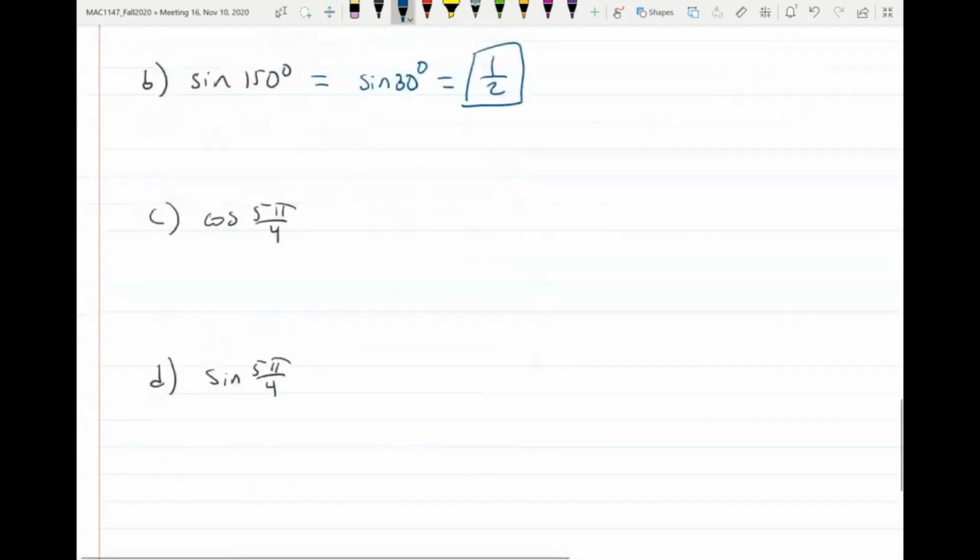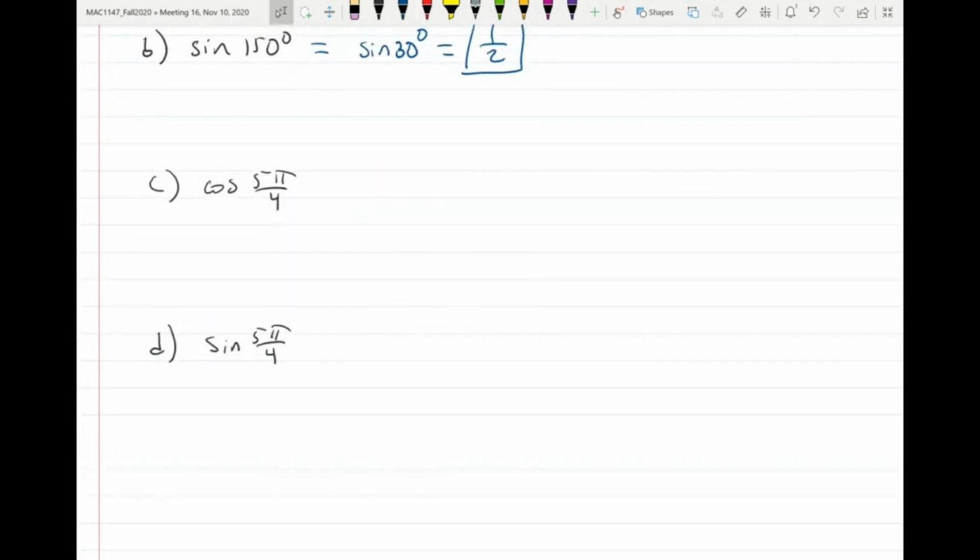Right? So how about 5 pi over 4? What's the cosine of 5 pi over 4? First, let's figure out in what quadrant it is. Can anybody tell me what quadrant is 5 pi over 4? What quadrant is this guy? It's in quadrant 3. Very good.